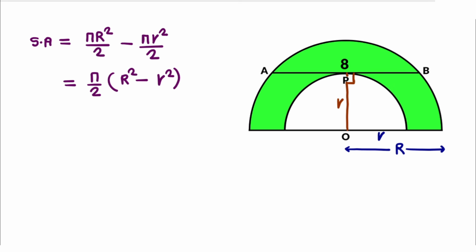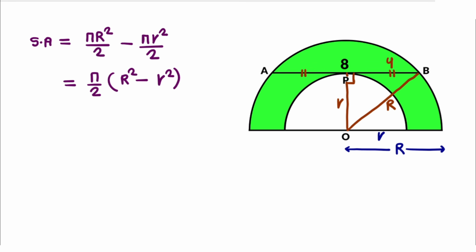Since OP is perpendicular to AB, and the perpendicular from the center of a circle to a chord bisects that chord, point P is the midpoint of AB. The full chord is 8 units long, so PB is exactly 4 units. Now, connect O to B. Since B lies on the outer semicircle, OB is the large radius, capital R.